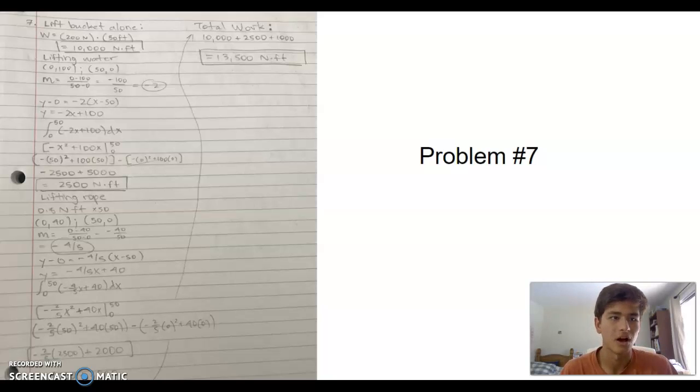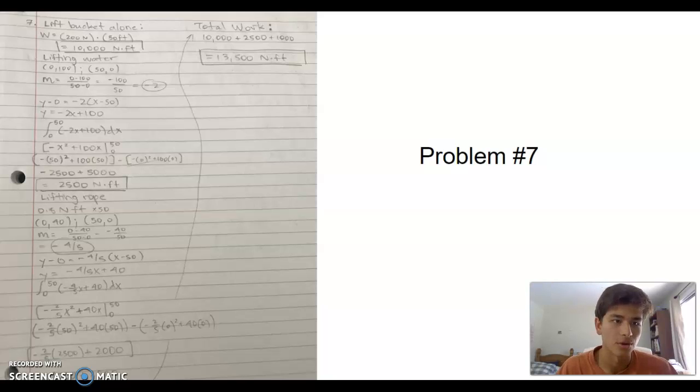So it's slowly leaking constantly, right? So at 0 feet, the water weighs 100 newtons, and at 50 feet at the top, the water weighs 0 newtons. So you can take the equation of that line. So I found the slope, which was -2. I did y minus y1 equals m times x minus x1 to find an equation of the line, which I got y equals -2x plus 100. And obviously the limits of integration are from 0 to 50 because the bucket and the water goes from 0 to 50 feet.